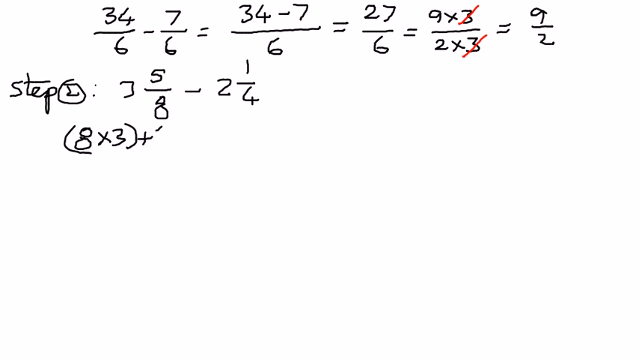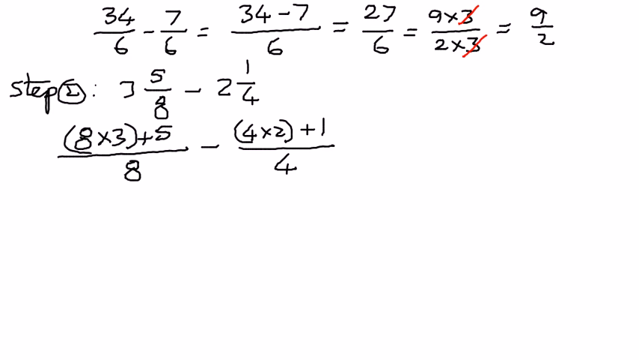Take the product of that and then add it to the numerator part, which is 5. Divide that whole number by the denominator part, which is 8, minus. Do the same thing for the second mixed number, which is 2 and 1/4. Take the number in the new denominator, multiply it by the number on the side, take the product of that, add it to the numerator part, divided by the denominator, which is 4.